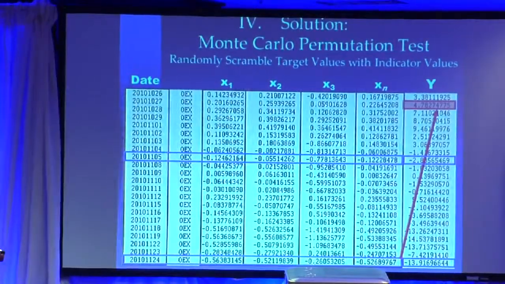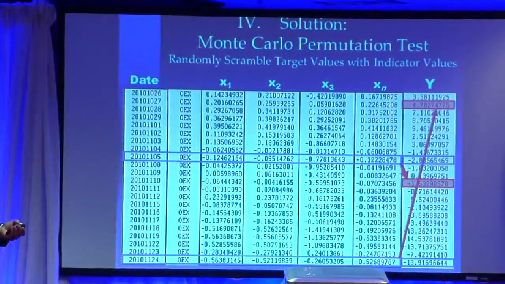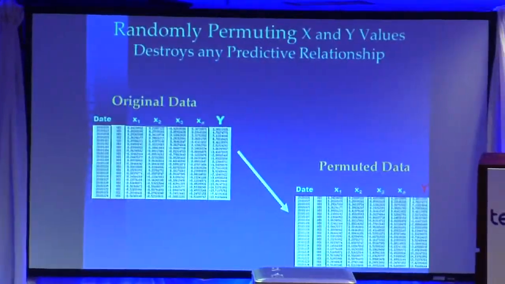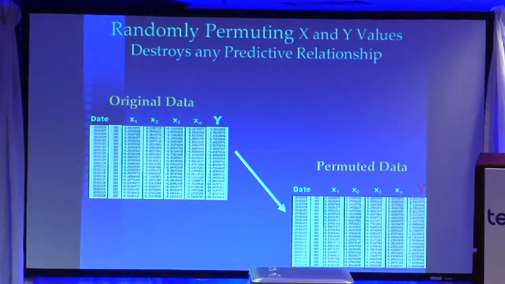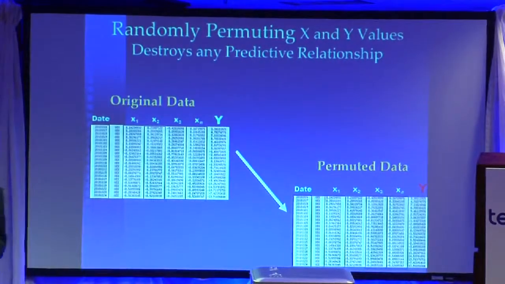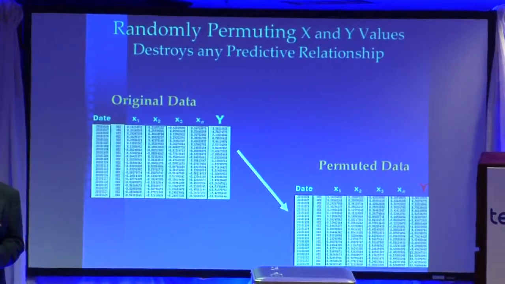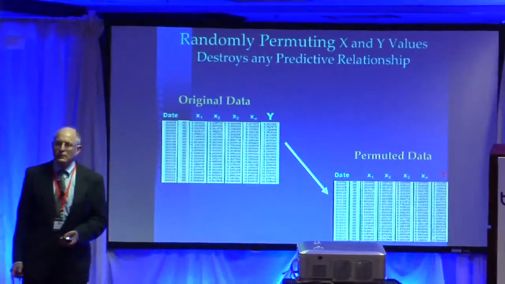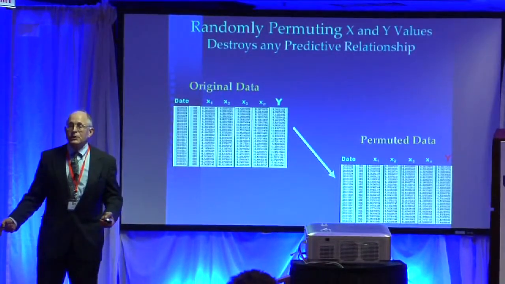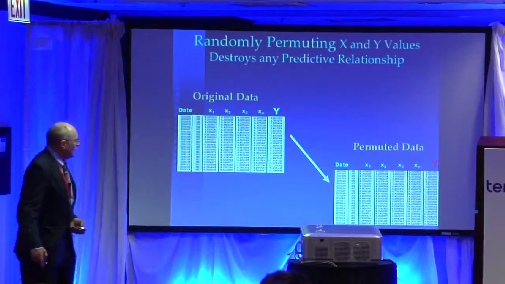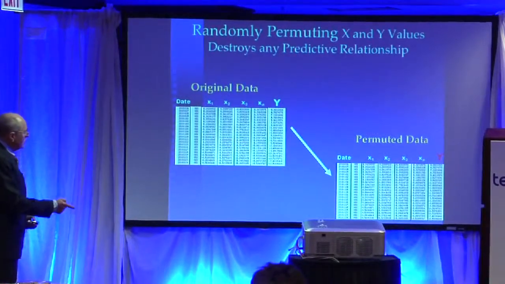Now that random permutation, or that random scrambling, has the purpose of destroying any predictive relationship that may have existed in the unpermuted data, which, by the way, is our null hypothesis. So we go from original data to permuted data.